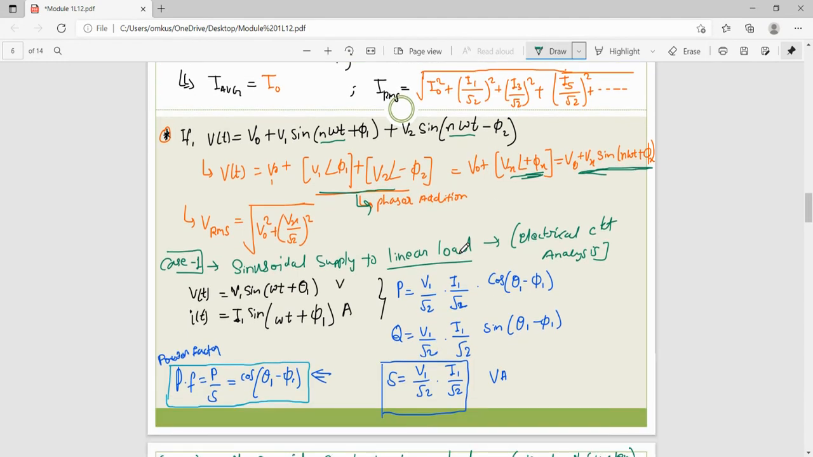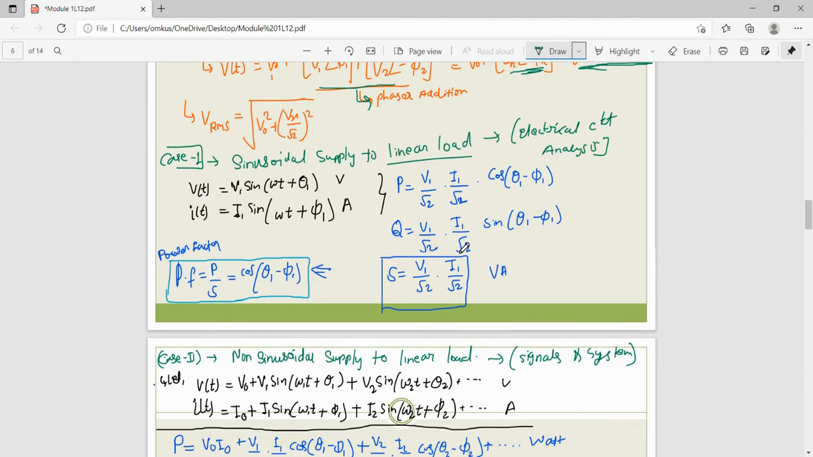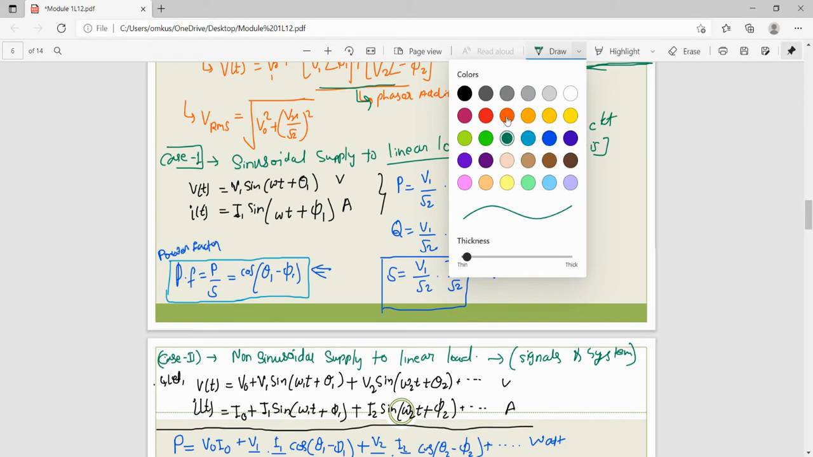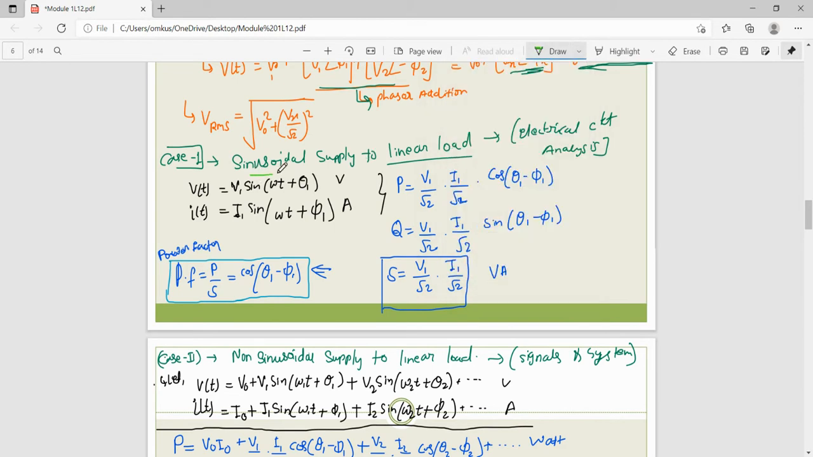Now there are some cases also. See the case first: a sinusoidal signal to a linear load is given to you. These types of signals we also use in electrical circuit analysis. In that, a voltage waveform and a current waveform are given to you, and the frequency is the same, meaning they work at the same frequency, but there may be a phase difference, right? This is a phase difference.